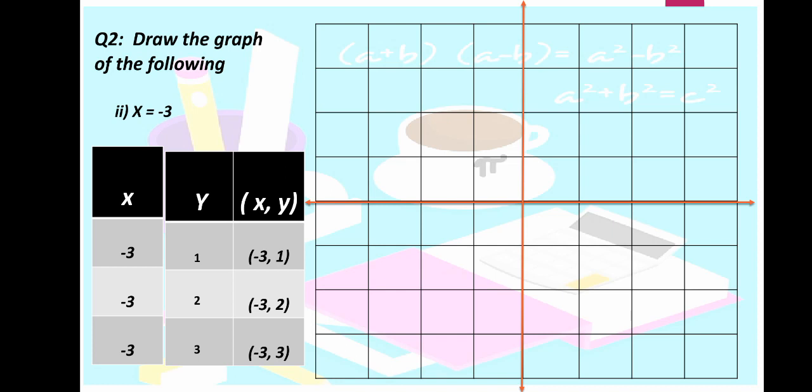Mark the origin point, and on the origin point the value of x and y is 0. Now in the x column the largest number is -3. So the values are 1, 2 and 3, then -1, -2 and -3.